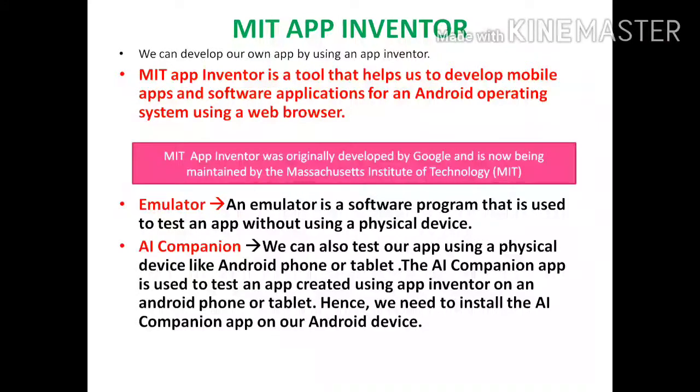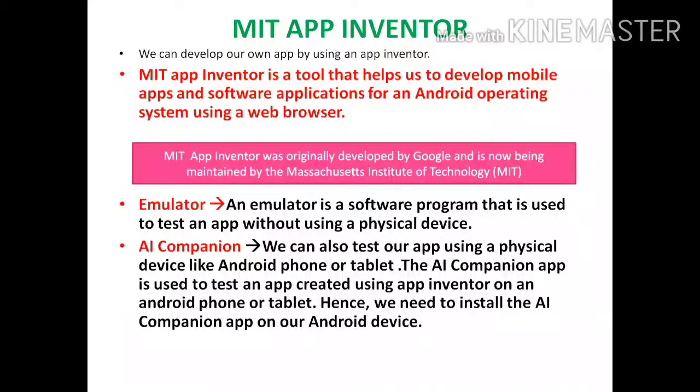Okay students, now in this, there are two terms, emulator and AI companion. Both types of software can be used for testing our app. Now see what is the difference between them. Emulator is a software program that is used to test an app without using a physical device. If you want to test the working of your app, you can do it by using the emulator without using a physical device. Now, what is AI companion?